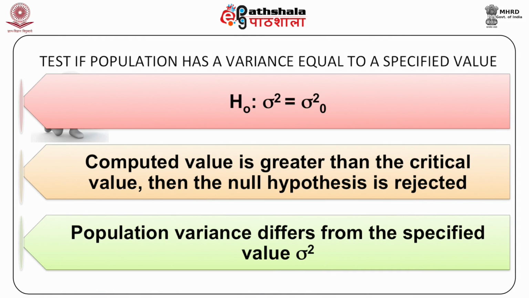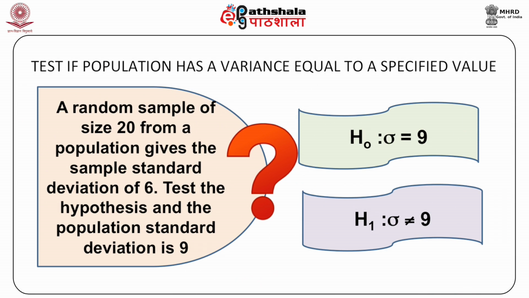Null hypothesis H0 is that sigma squared is equal to sigma 0 squared, which is the value of the variance under the null hypothesis. If the computed value is greater than the critical value, then the null hypothesis is rejected at the chosen level of significance. It implies that the population variance differs from the specified value sigma squared. Let us understand it with the help of an example.